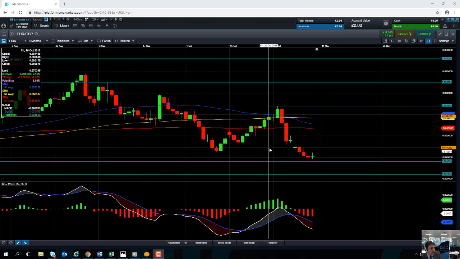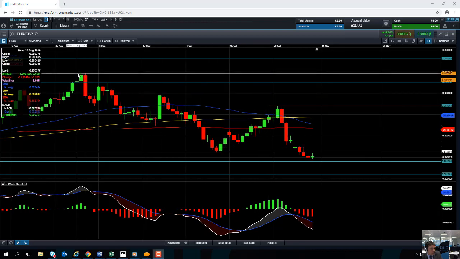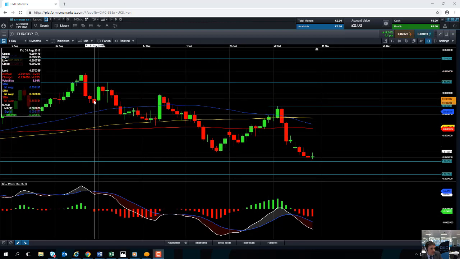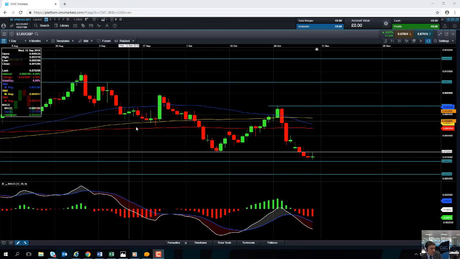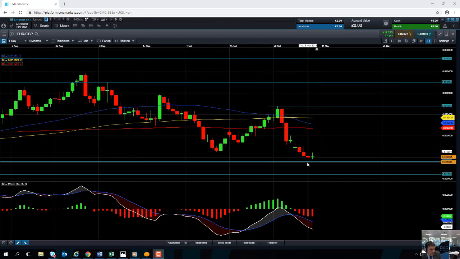As we can see here from the chart, since August, Euro Sterling has been in a fairly obvious downward trend, a nice steady series of lower lows and lower highs. In fact, yesterday, on Thursday the 8th of November, Euro Sterling fell to a 7-month low. So that's an indication of how bearish this market is.